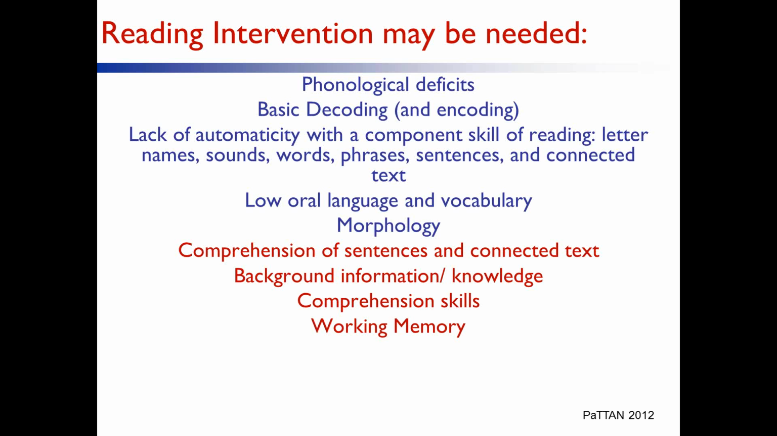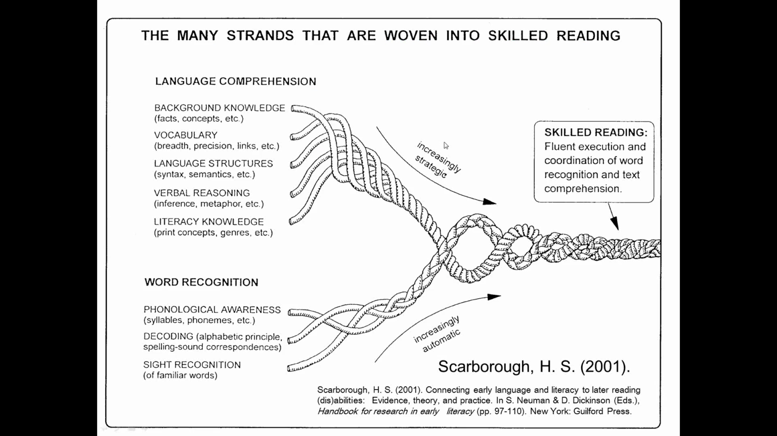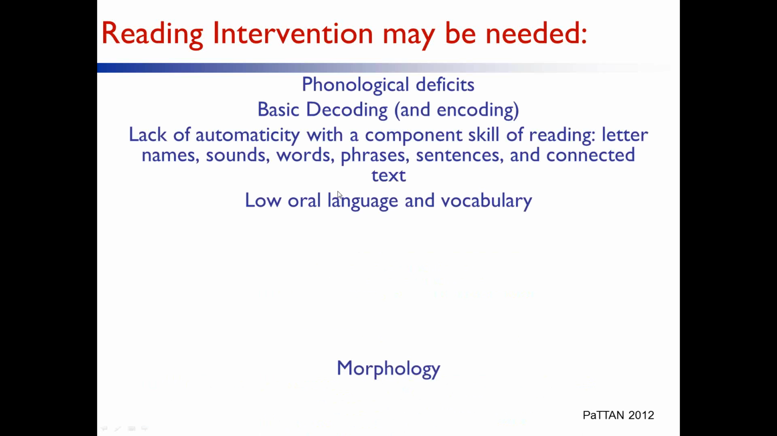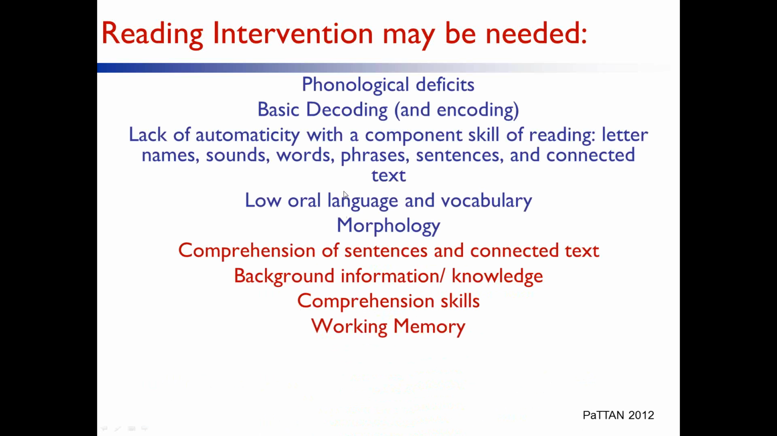You might need to address comprehension of sentences and connected text, background information and knowledge, and comprehension skills and working memory. Notice that the text in red are things that are the language pieces, and in blue are the word attack, word decoding pieces. So if we go back to Scarborough's rope, word recognition and language comprehension. Blue is word recognition, red is language comprehension.